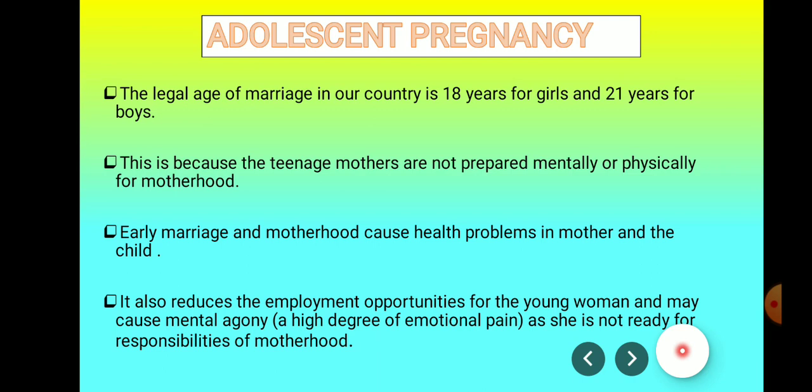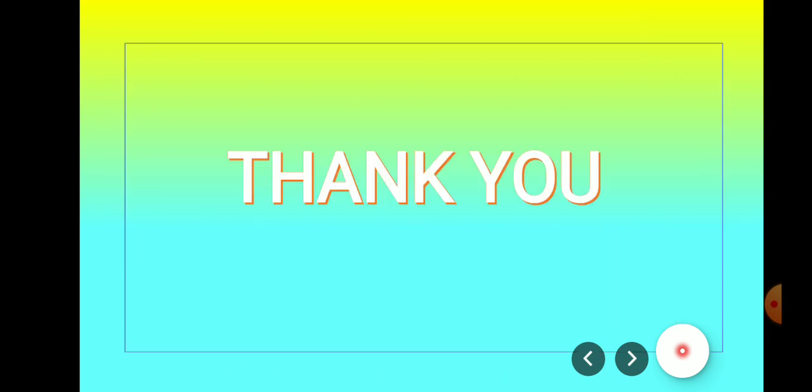Adolescent pregnancy. The legal age of marriage in our country is 18 years for girls and 21 years for boys. This is because teenage mothers are not prepared mentally or physically for motherhood. Early marriage and motherhood cause health problems in the mother and the child. It also reduces employment opportunities for the young woman and may cause mental agony, a high degree of emotional pain, as she is not ready for the responsibilities of motherhood.